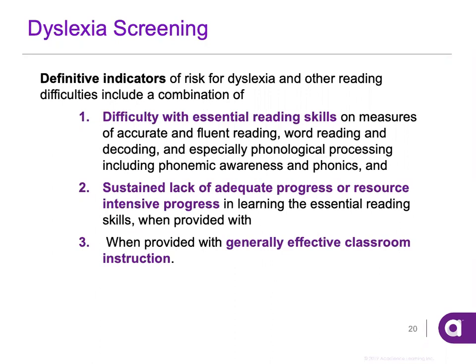There is no test for dyslexia. Screening is a first step. The important outcome of screening should be instruction. Decisions about eligibility for a learning disability or determination of dyslexia go beyond the scope of Acadience Reading, and they are socially constructed definitions, right? There's not a blood test for dyslexia. So keep all of that in mind when we're talking about these things.